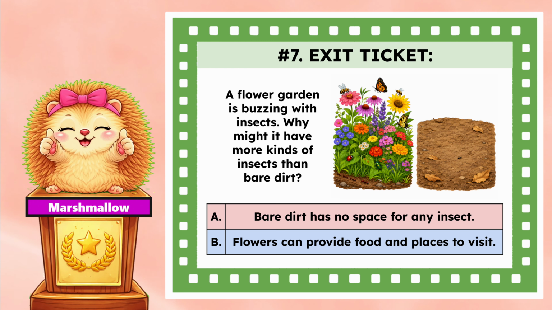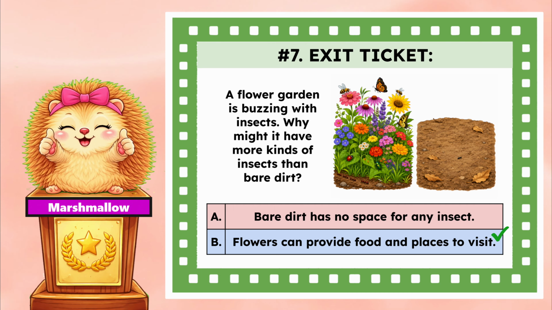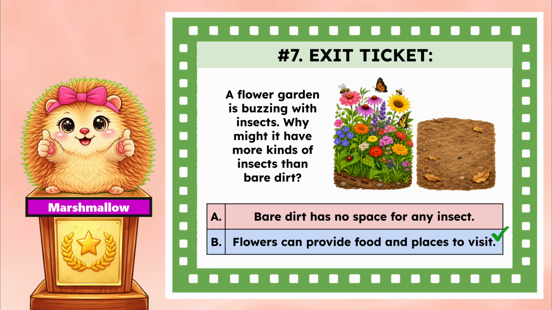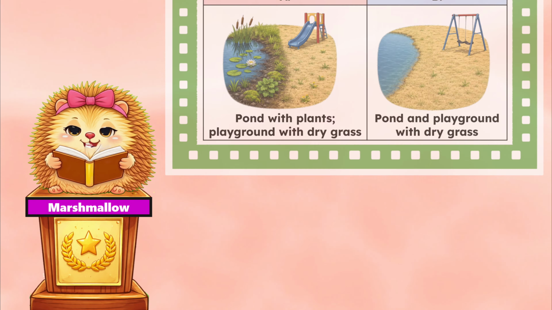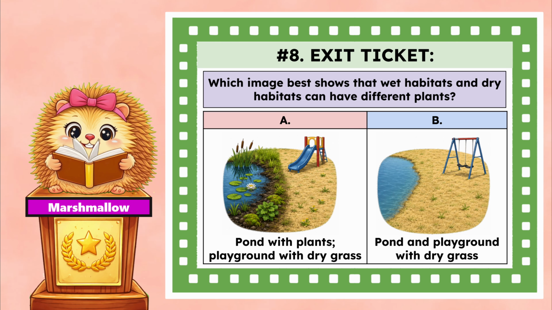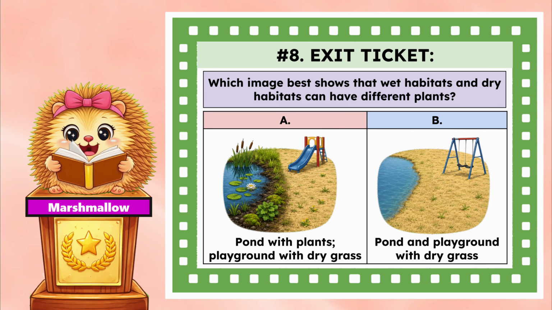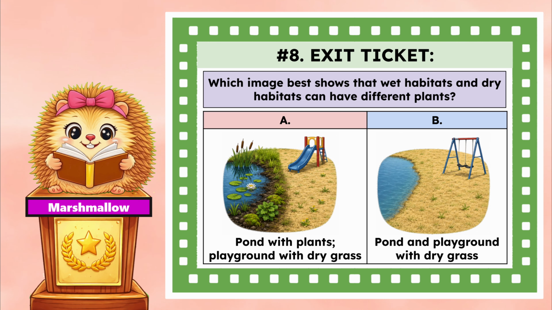And the correct answer is letter B, flowers can provide food and places to visit. Which image best shows that wet habitats and dry habitats can have different plants?